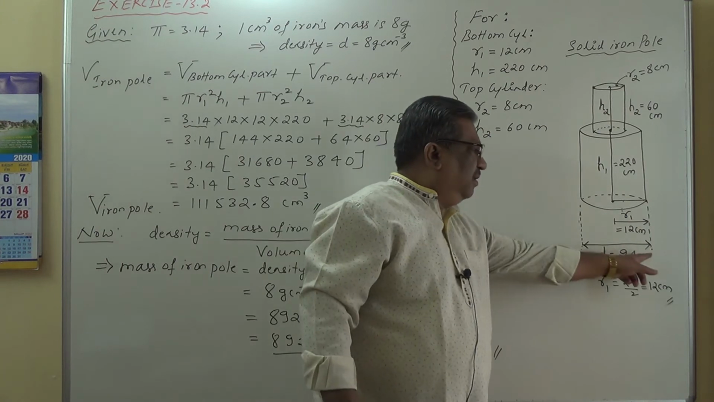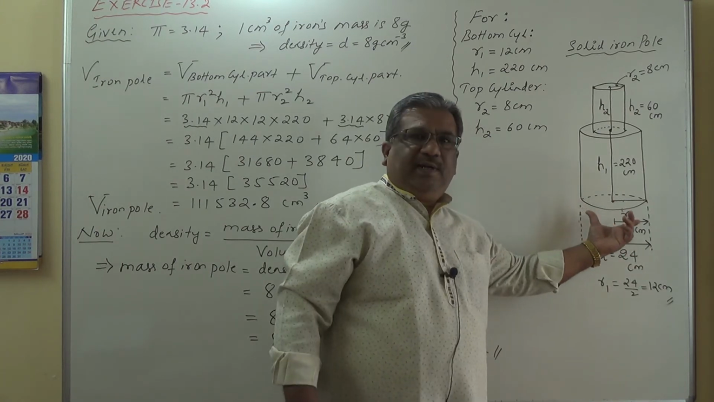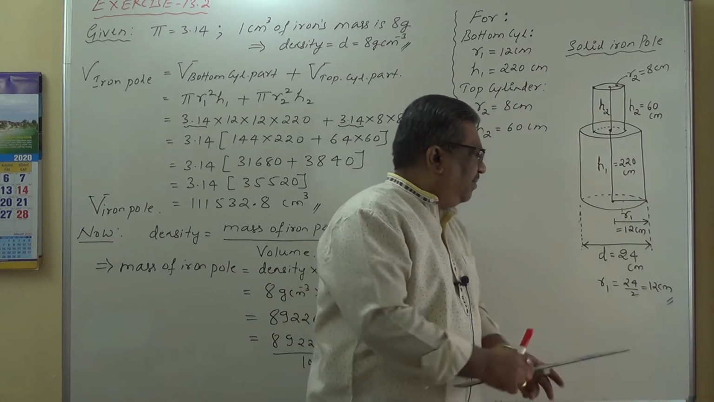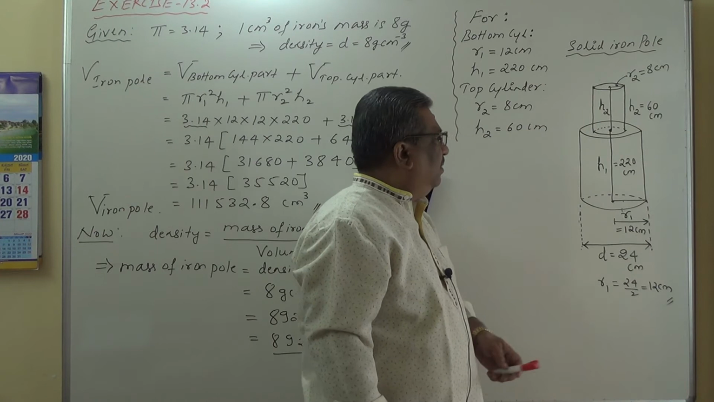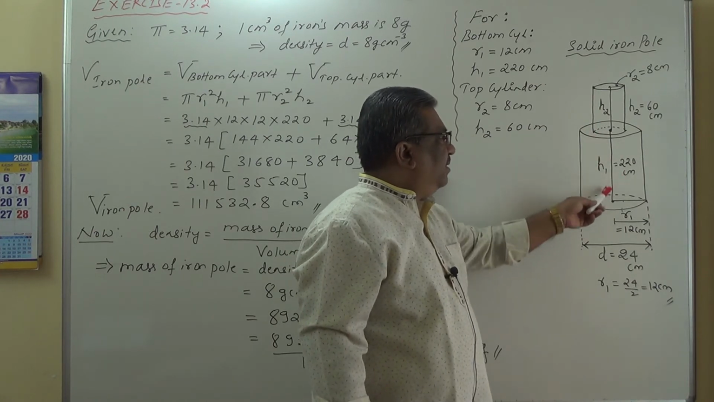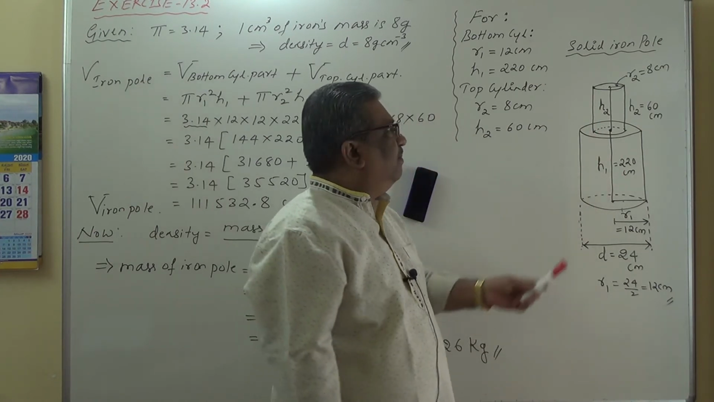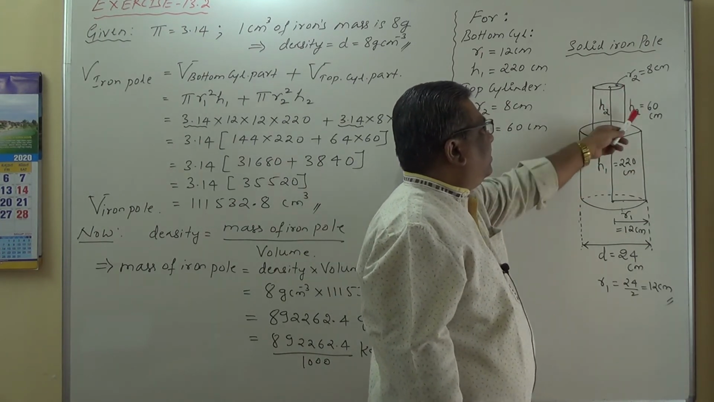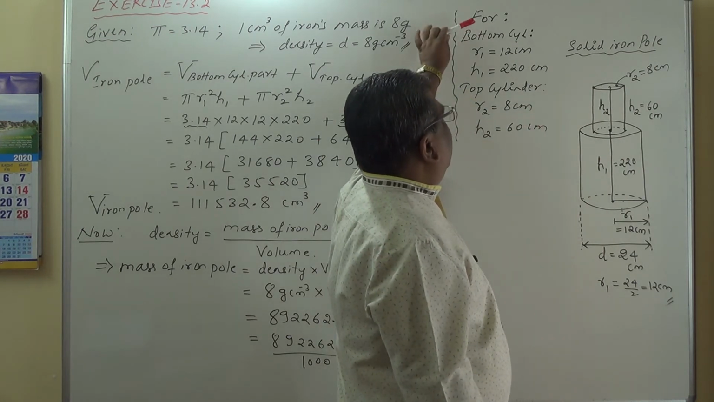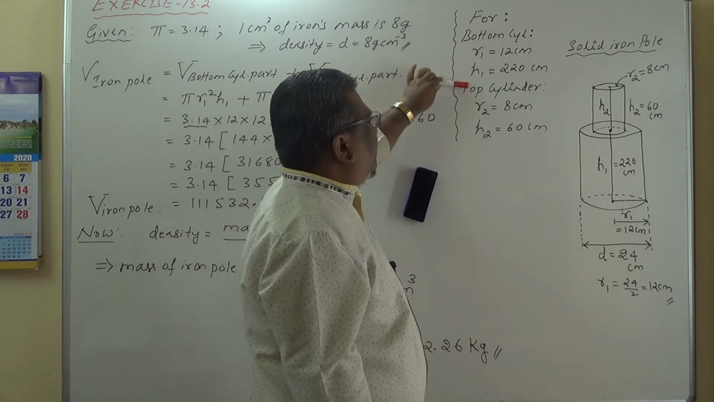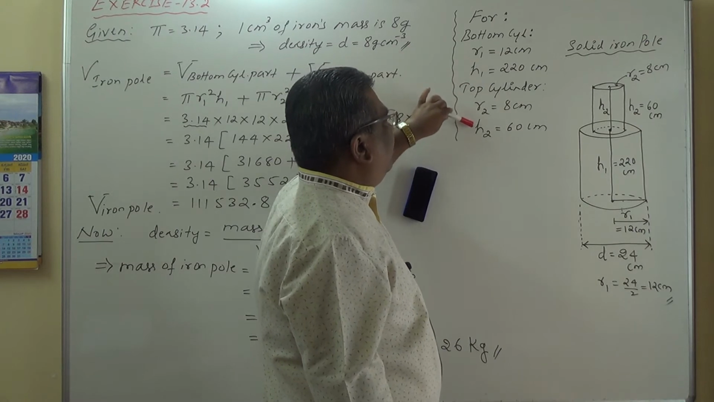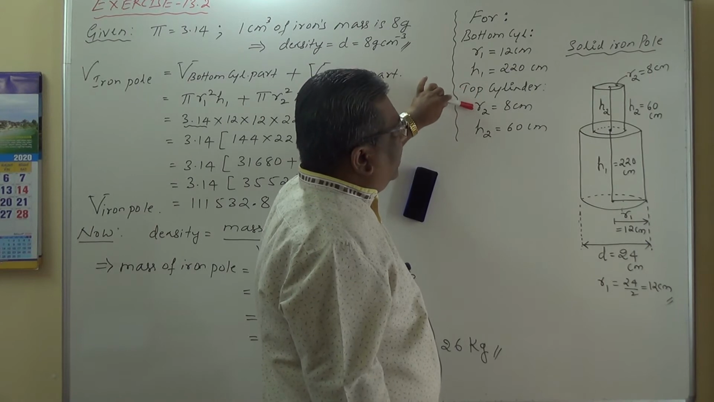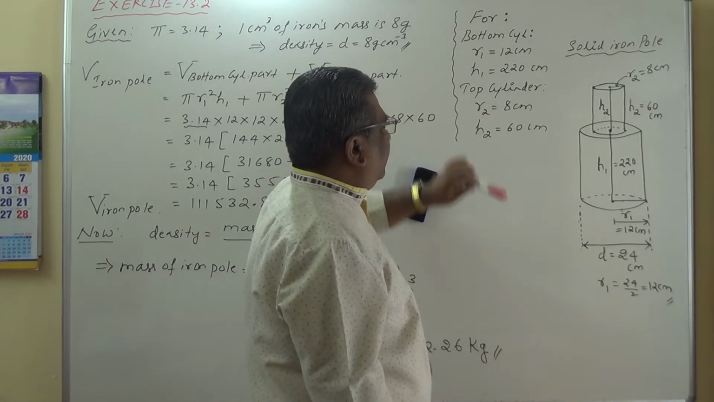The base diameter of this bottom cylindrical part is given as 24 centimeter, and therefore radius is 12 centimeter, which is here. Height is given 220 centimeter for the bottom cylindrical part. For the top cylindrical part, radius is given as 8 centimeter and height as 60 centimeter. So R1 is 12 centimeter, H1 is 220 centimeter, R2 is 8 centimeter and H2 is 60 centimeter.